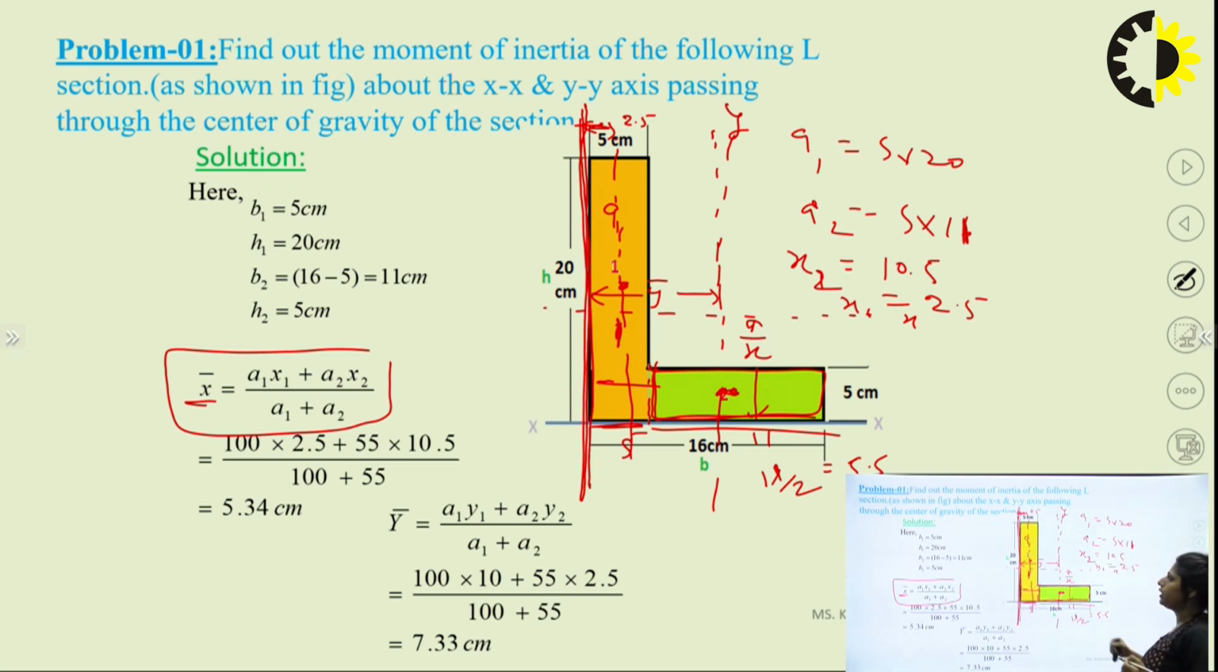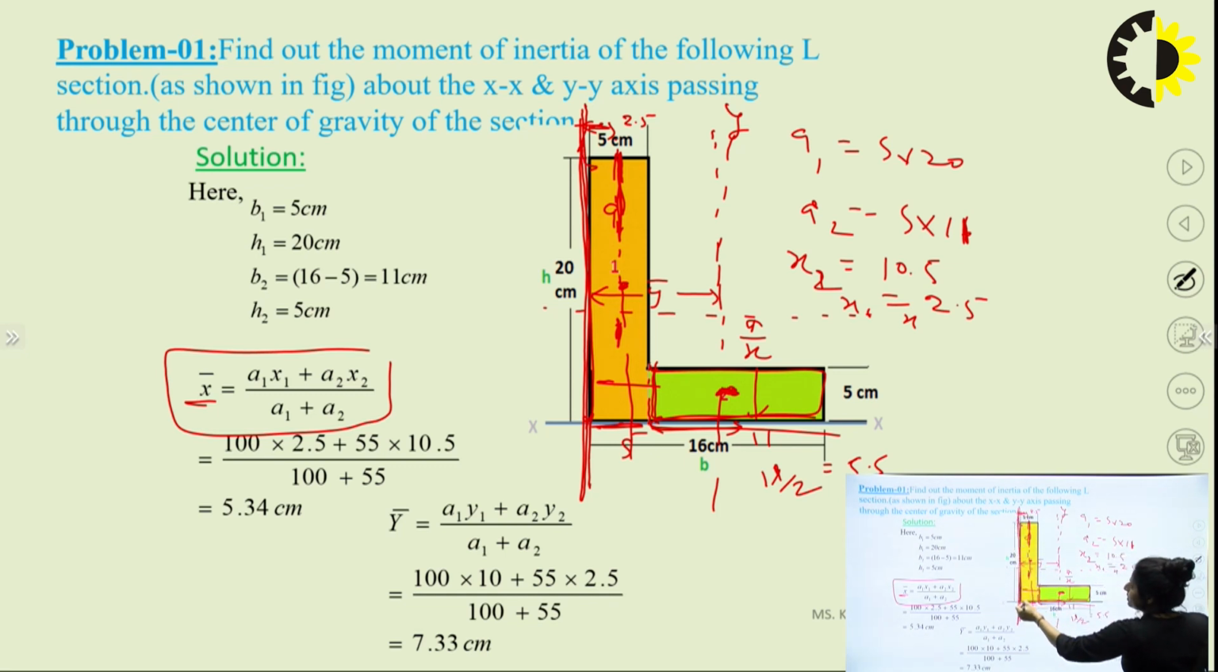I need to find out the centroid for this. So x1 is simply, the centroid of this lies in between. So 5 by 2 is 2.5. For this it lies in between. So 11 by 2 is this value, and I need to find the value from this axis. So I have to add this 5. Okay, so the value is 10.5. Put all these values and find the x bar, and for y bar. Okay, the value of x bar is 5.34. So I can say that this lies 5.34.